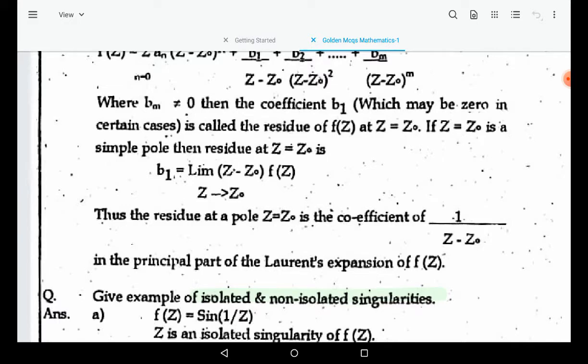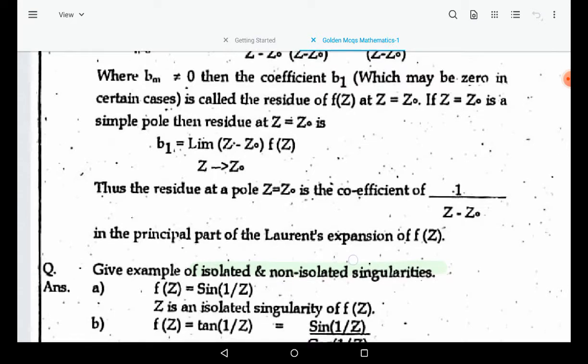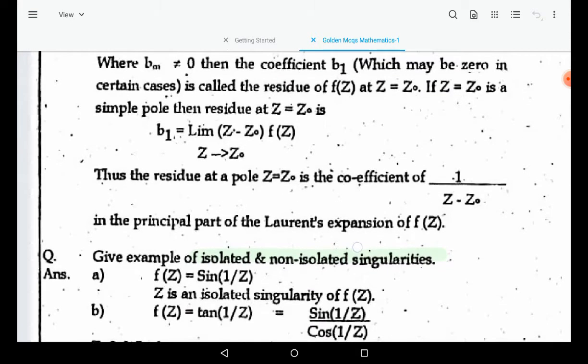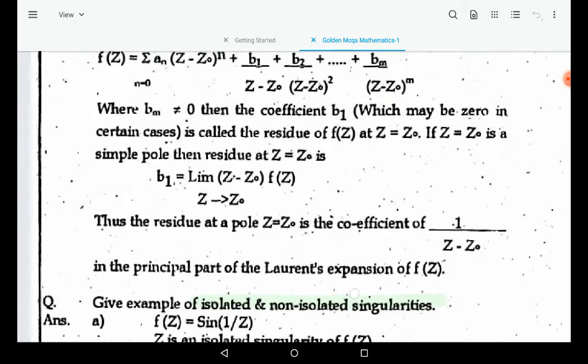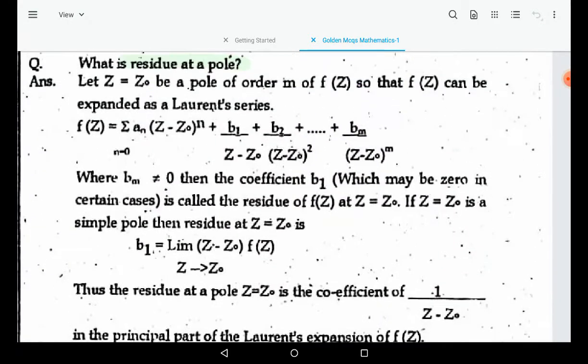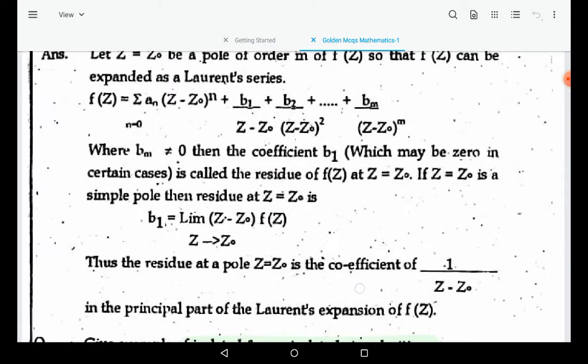If f(z) has z naught as a simple pole, then the residue at z = z naught is the limiting value, as z tends to z naught, of (z minus z naught) f(z). The residue at a pole z = z naught is the coefficient of 1 divided by (z minus z naught). You have read this definition of residue at a pole.